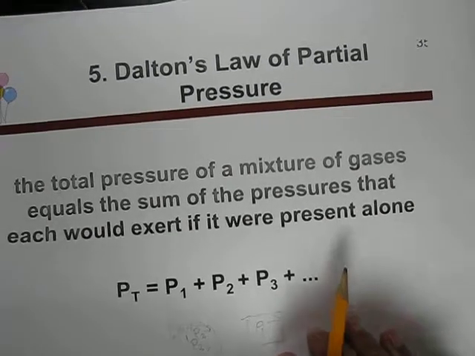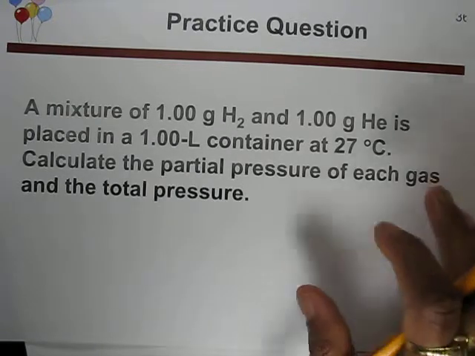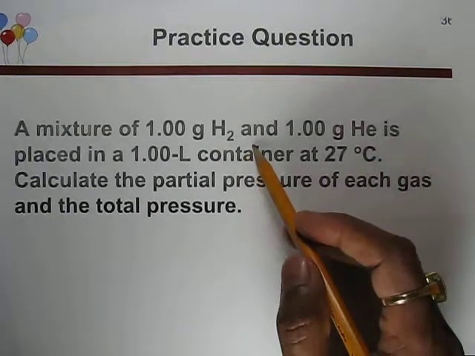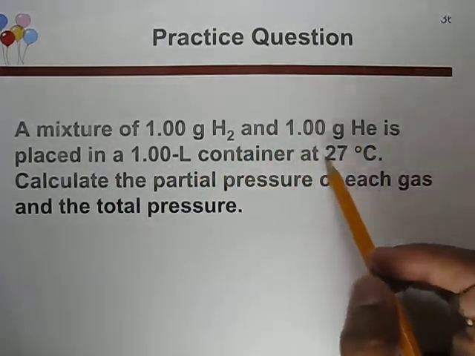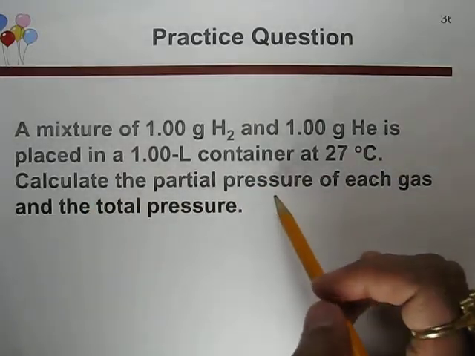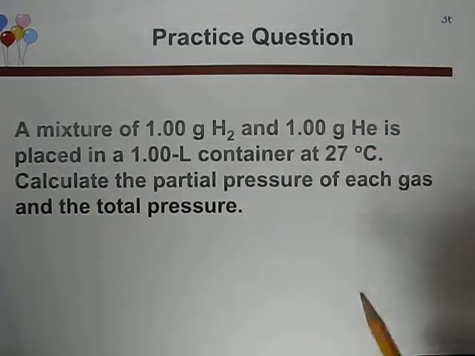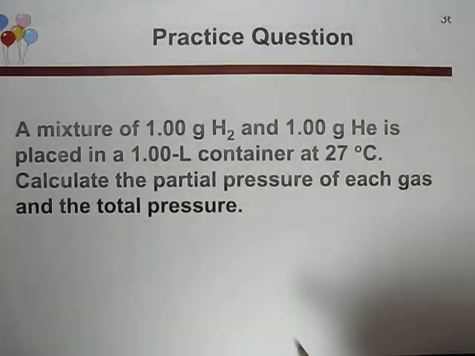So let's see one example numerical problem, and then we can understand better. A mixture of 1 gram hydrogen and 1 gram helium is placed in a 1 liter container at 27 degrees Celsius. Calculate the partial pressure of each gas and the total pressure.